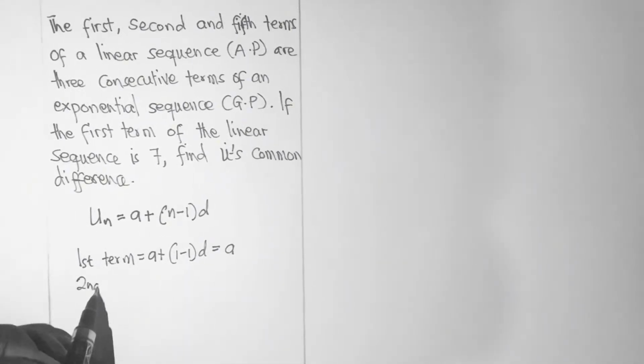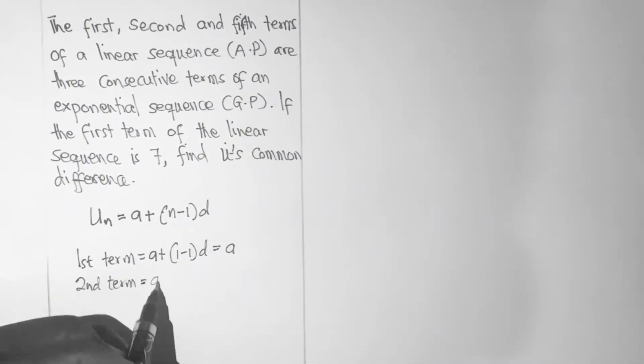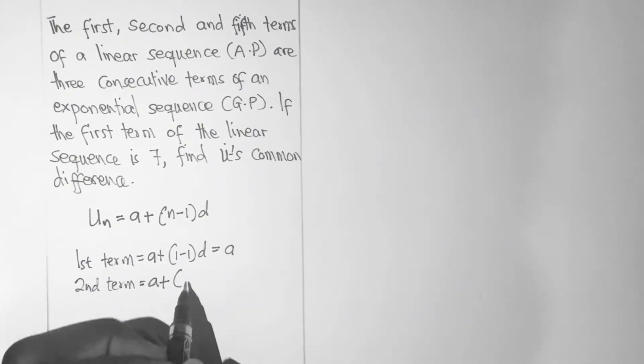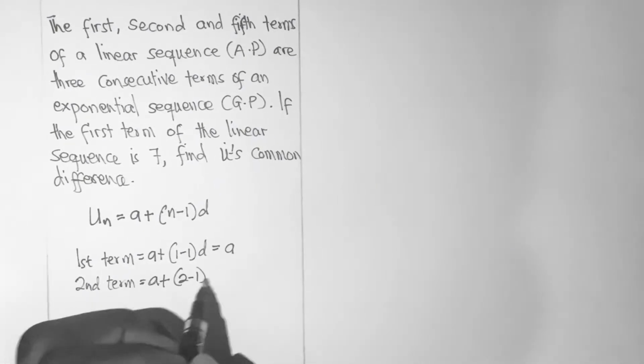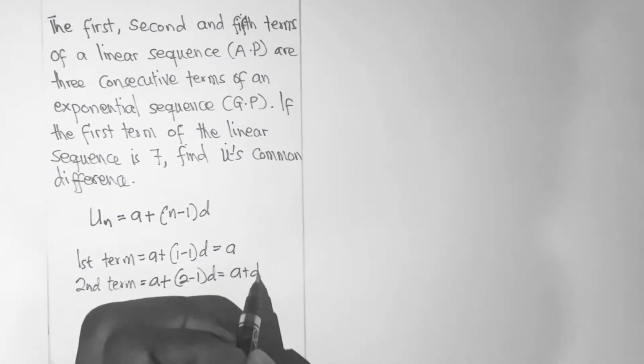Then for the second term, it's equal to a plus, into brackets, so second term, that's 2. So 2 minus 1 times d. 2 minus 1 is 1. So this becomes a plus d.